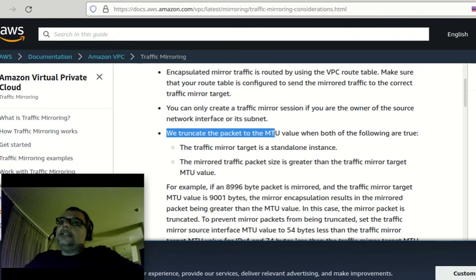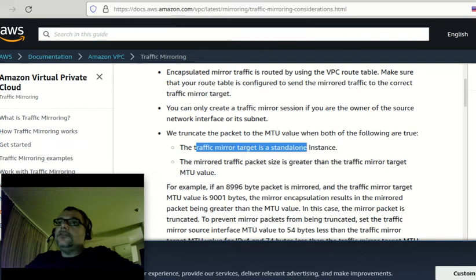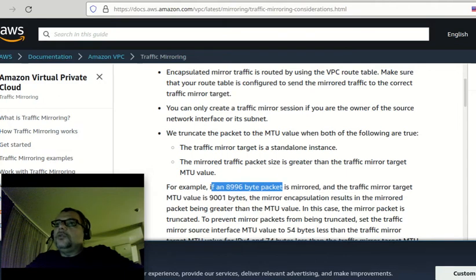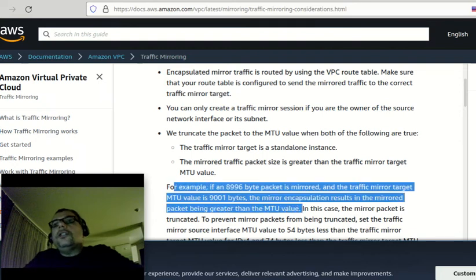We truncate the packet to the MTU value when both of the following are true. The traffic mirror target is a standalone instance. The mirrored traffic packet size is greater than the traffic mirror target MTU value. It's obvious. I mean, you shouldn't be a genius to understand that this is a normal technical limitation, because you are actually encapsulating. And here it explains that if a packet with this size is mirrored and the traffic mirror target MTU value is 9001, the mirror encapsulation results in the mirror packet being greater than the MTU value. So you need also to have a big consideration of what you are doing.